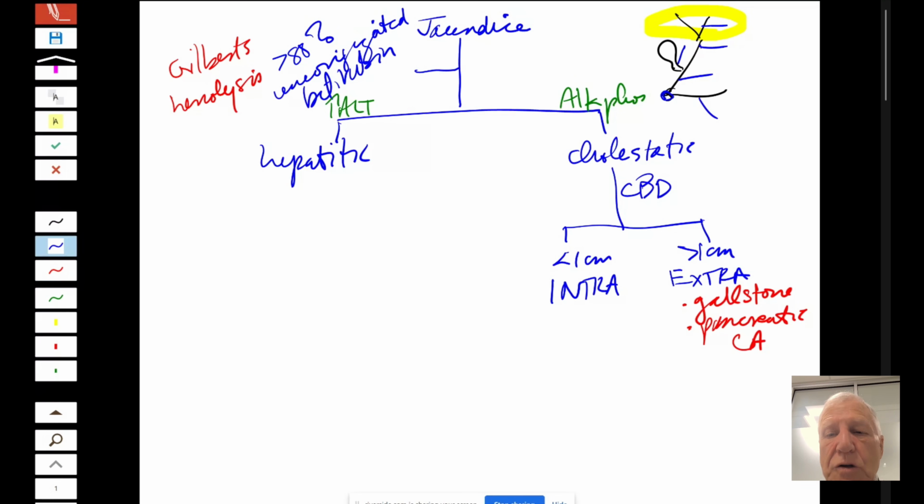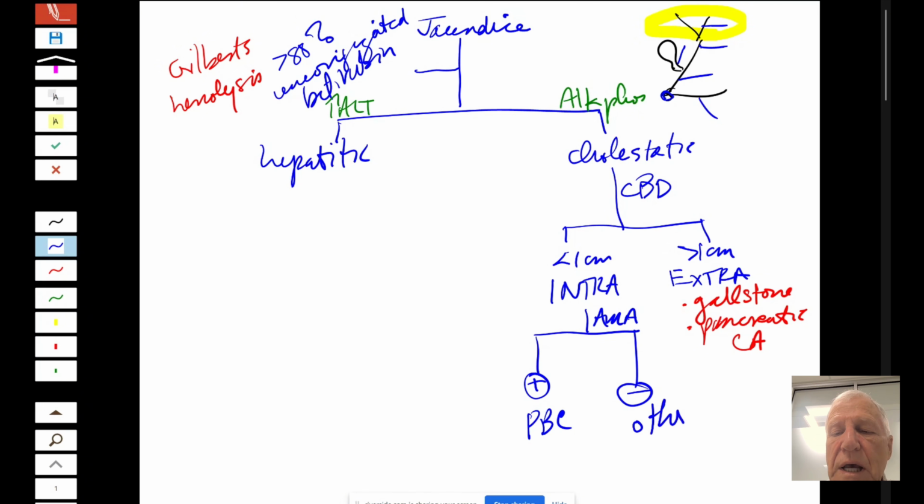If I say intrahepatic, for the medical student, just in this brief discussion, it's going to be one of two things. You're going to do the antimitochondrial antibody, and it's either going to be positive or it's going to be negative. If it's positive, this is going to be primary biliary cholangitis, and if it's not, it's a whole long list we're not going into today.